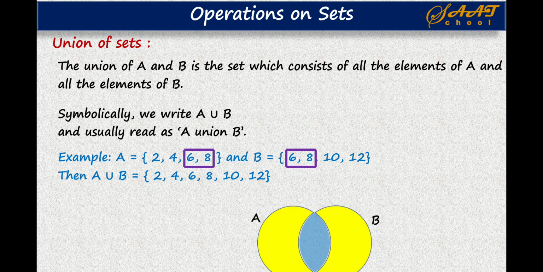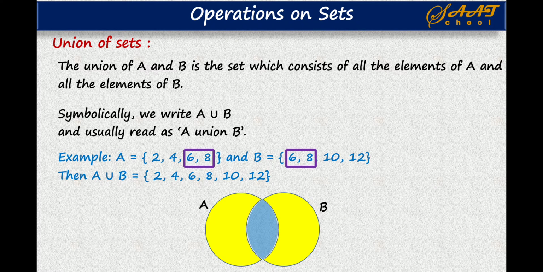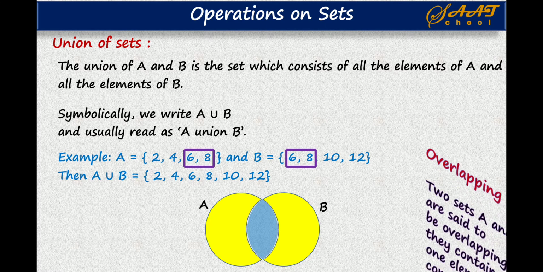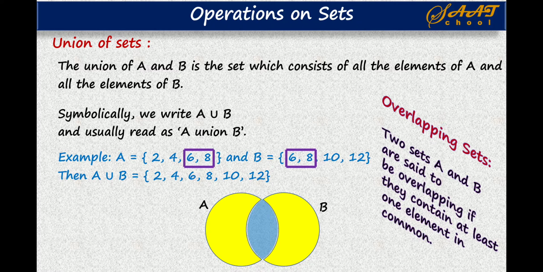A and B can be shown by a Venn diagram. We will discuss Venn diagrams in a moment. Here A and B are overlapping sets. The reason is they have common elements 6 and 8. So the blue section represents the overlapping section for set A and set B. Two sets are said to be overlapping if they have at least one element in common. Here A and B have 6 and 8 as common elements. So this is simply how we show elements in a Venn diagram.